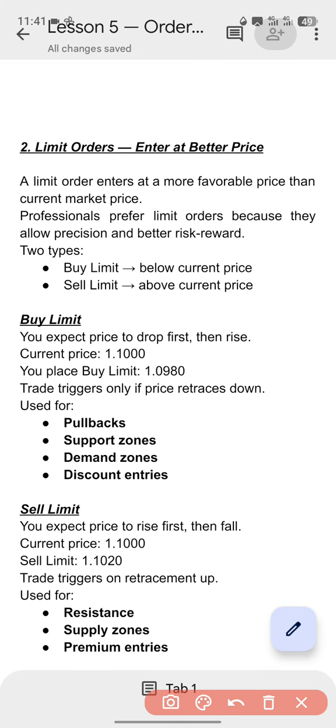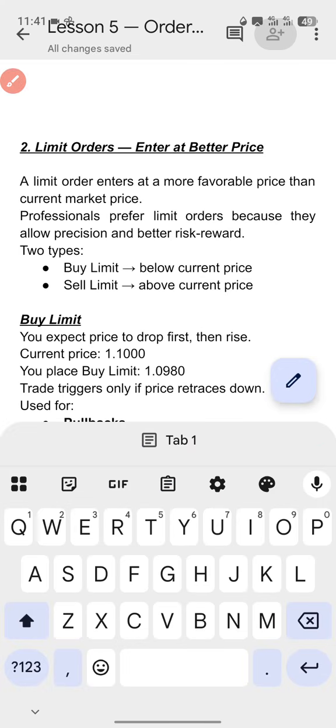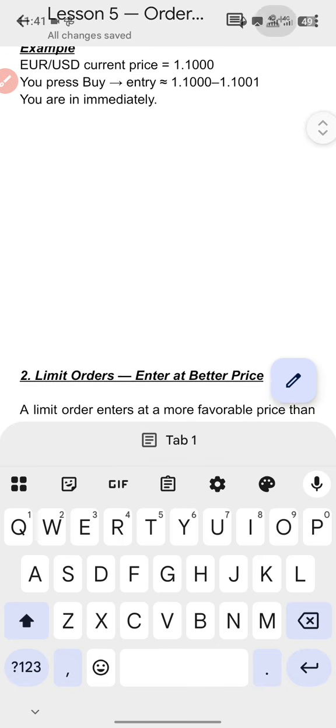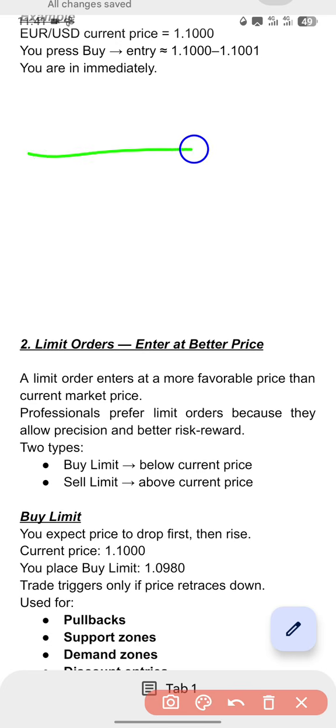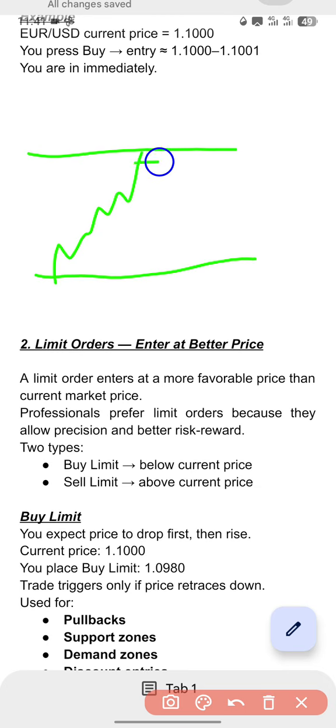Now these limit orders are, in my opinion, good for executing trades. Let's say you want to enter into a market and the market has a resistance and a support. Now the market moves from here up into this level, and then you realize that there is an FVG here.